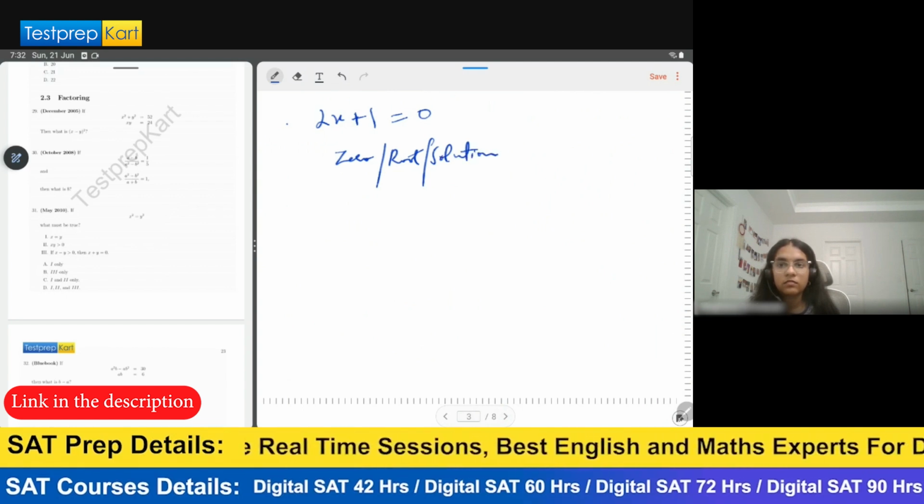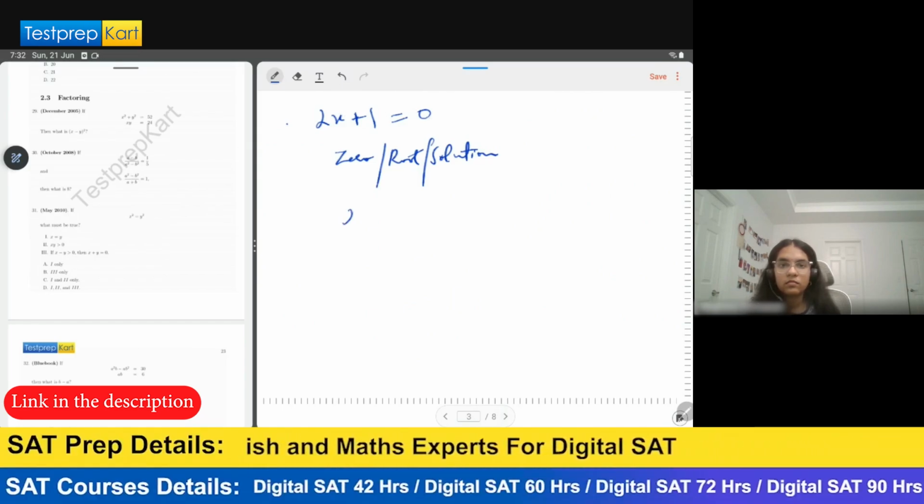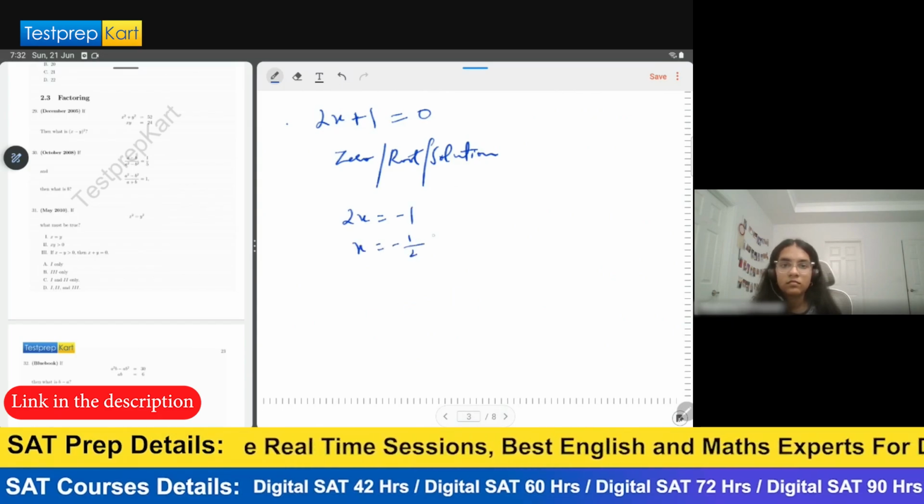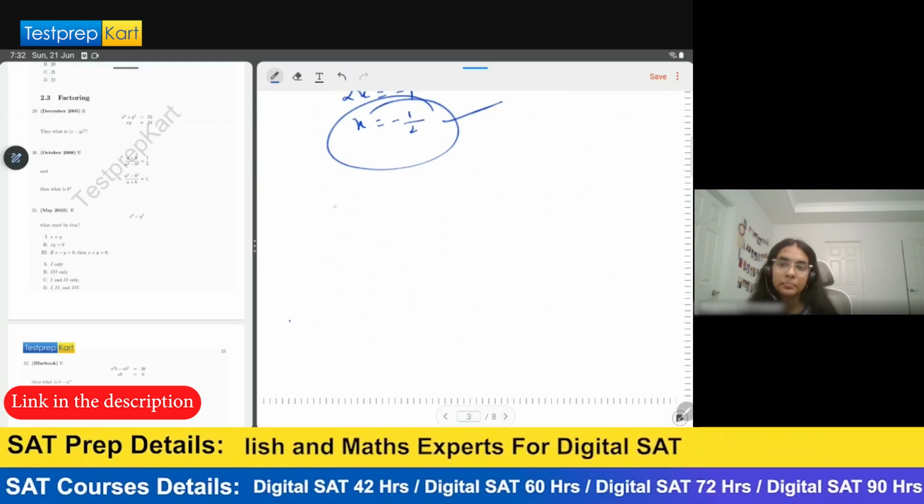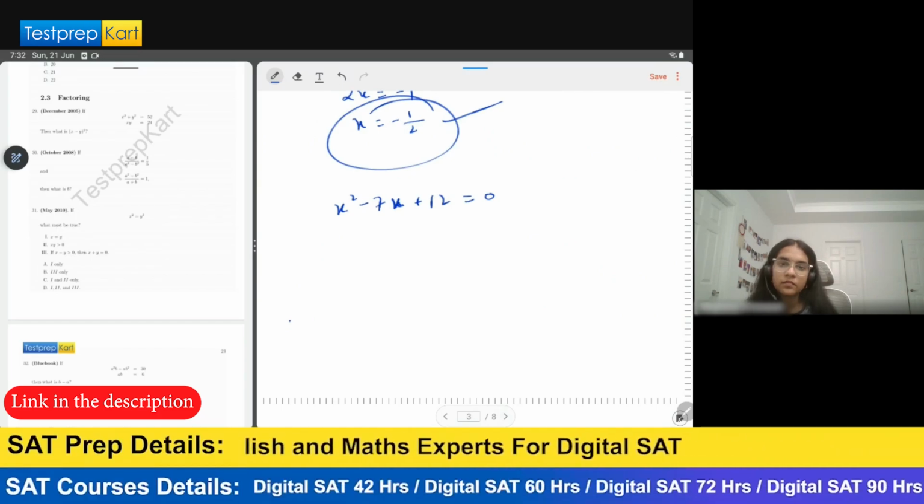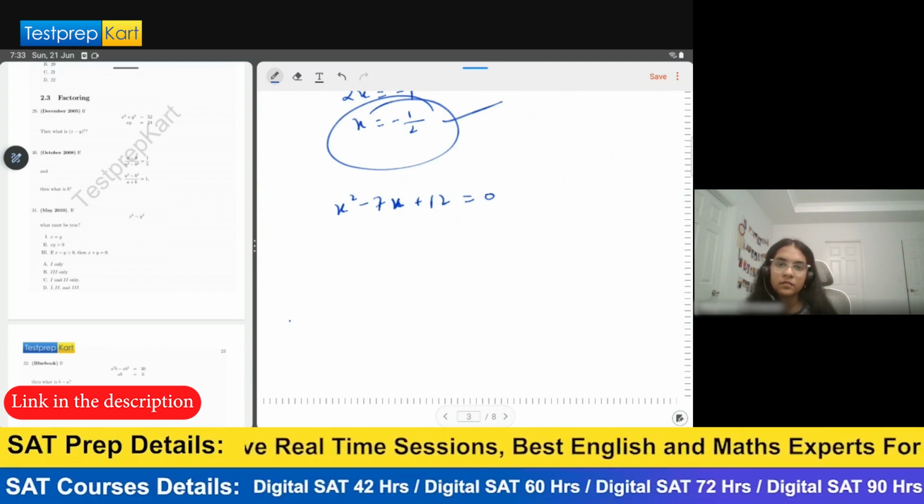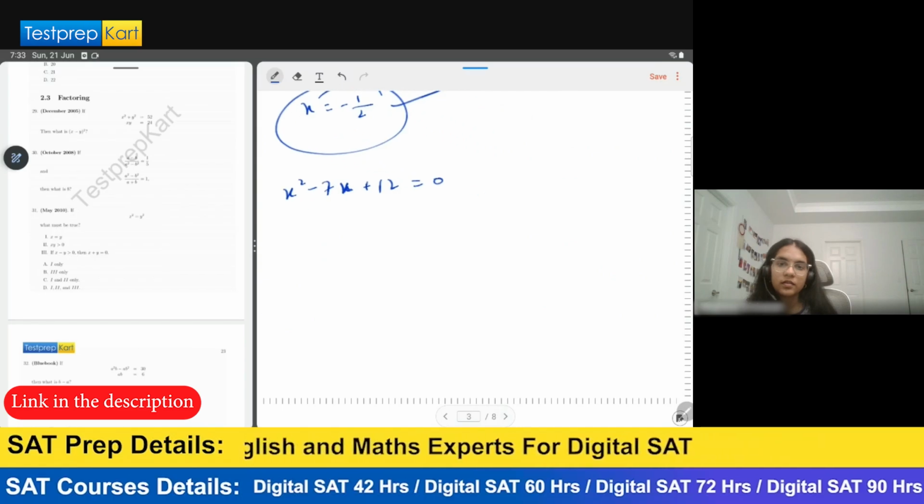Now if I have to find the root of this or solution of this equation, 2x plus 1 is equal to 0, it's very simple. I'll put 2x is equal to negative 1, x is equal to negative 1 over 2. As simple as this, right? But at the same time, if I have something like this, x squared minus 7x plus 12 equal to 0, now it's a quadratic equation. It's not as simple as the linear equation. So how will you figure out the value of x? I will factor it. There's one method that's called factorization.